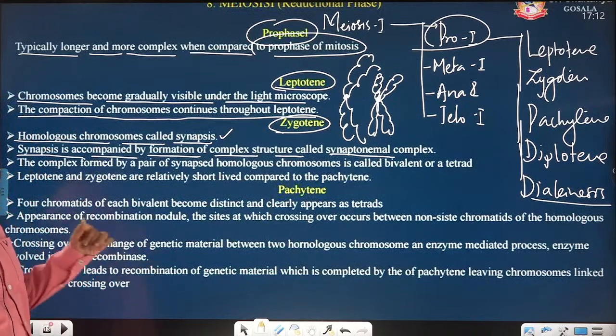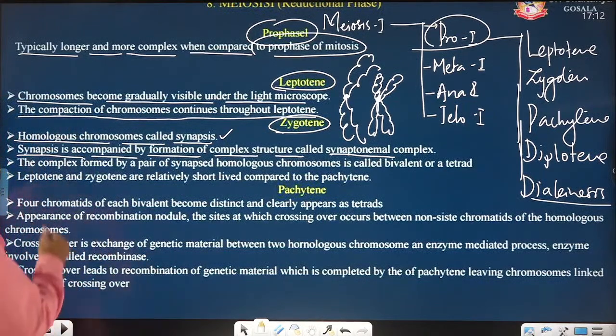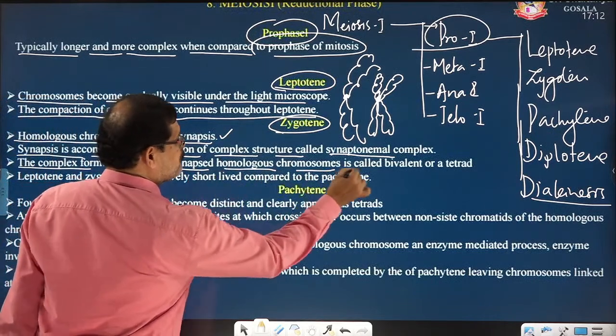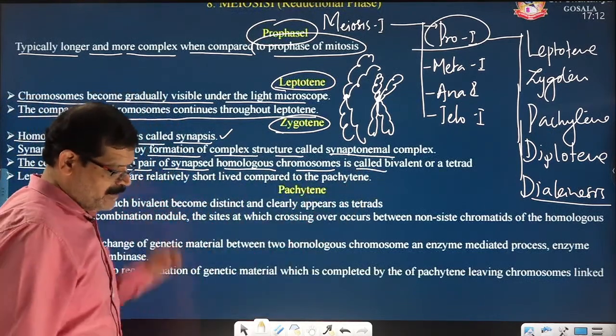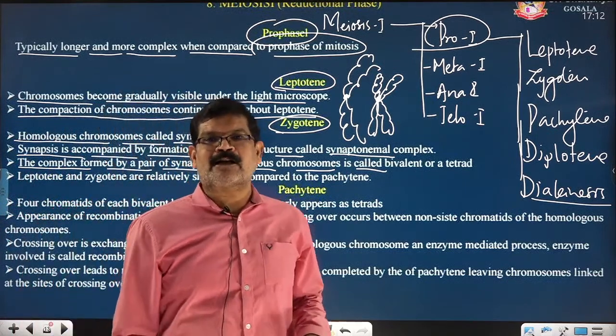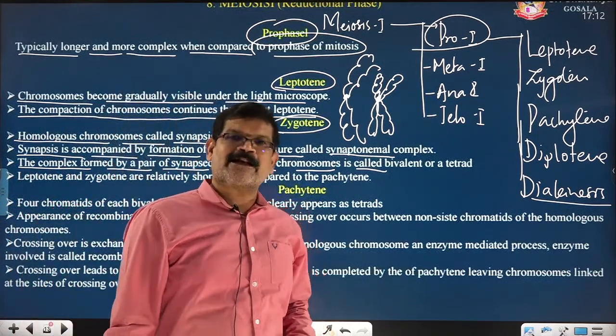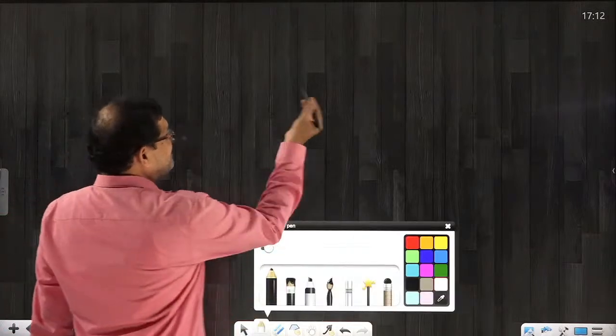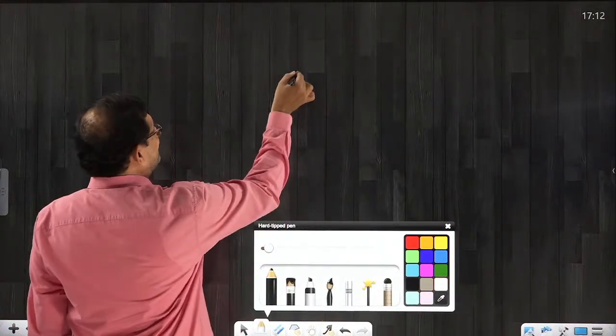The synaptonemal complex will form. What is that synaptonemal complex? The complex formed by a pair of synapsed homologous chromosomes is called a bivalent. To understand all this terminology, I need to explain another thing. It takes a little time, but I have to say it, otherwise you will not understand.